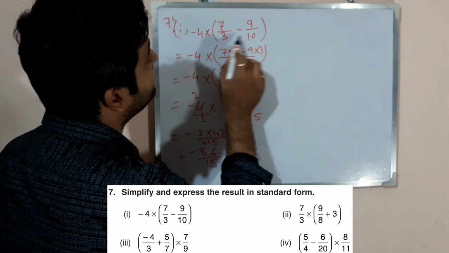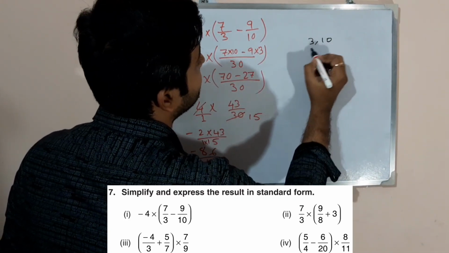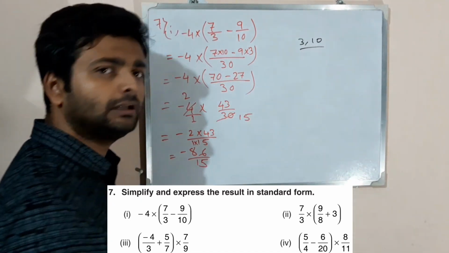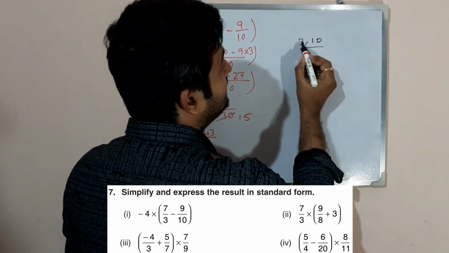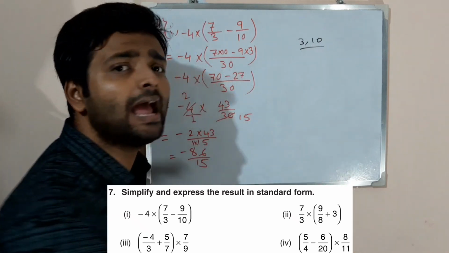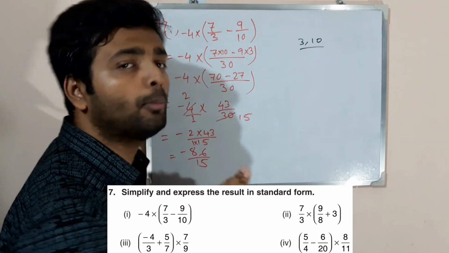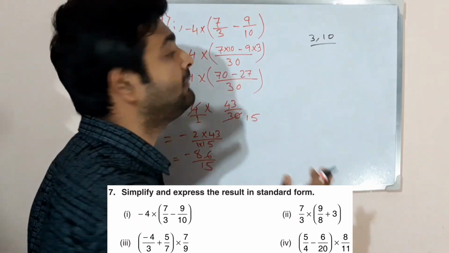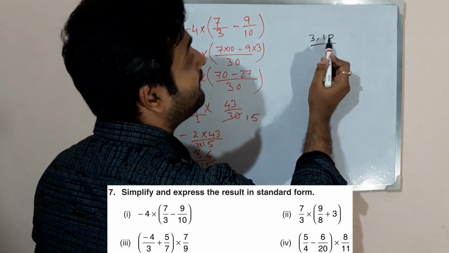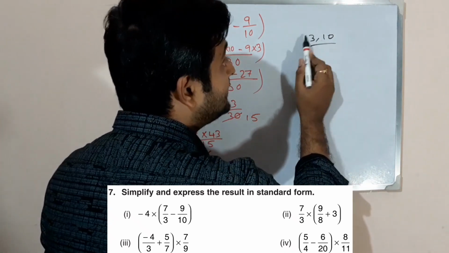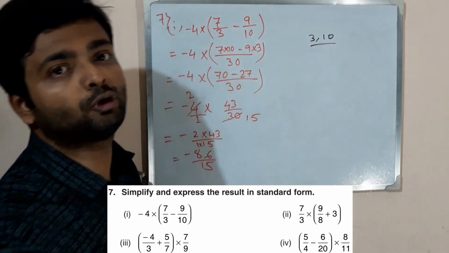Now within bracket 3 and 10. 3 and 10, they are co-prime numbers. Now what is a co-prime number? If you forgot, 3 and 10 have no common factor. In between 3 and 10, they have no common factor, then it is called co-prime numbers. Maybe the number itself is not a prime number, but with each other they don't have any common factor. That means it is co-prime.